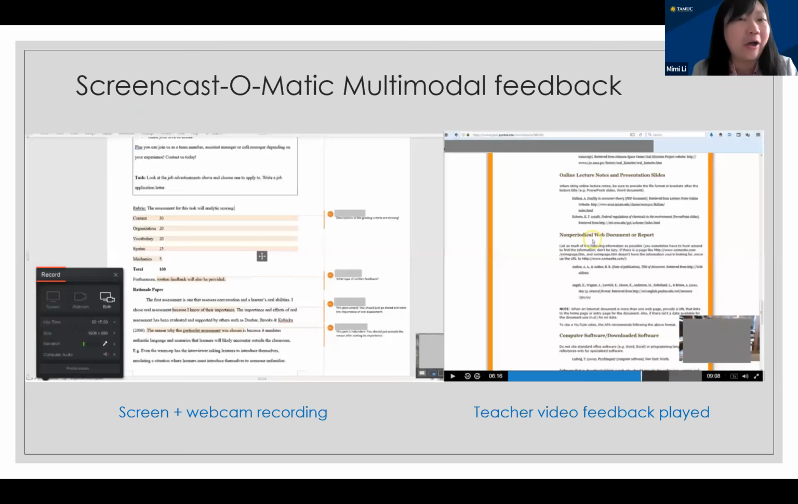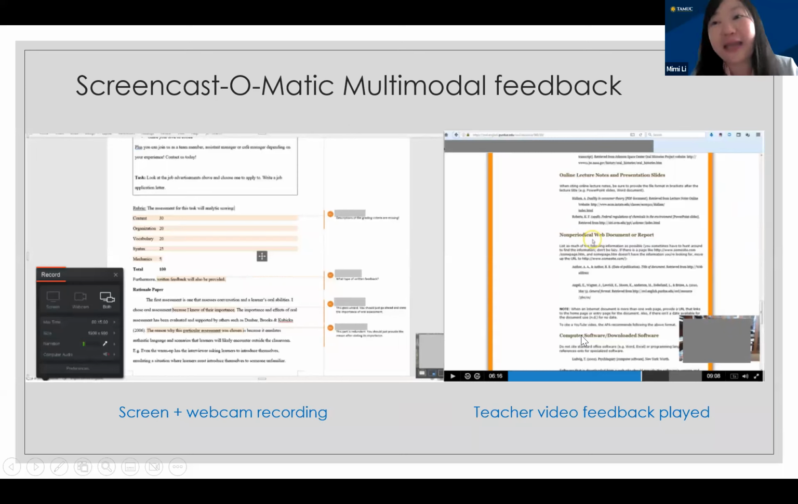So here you can see what Screencast-O-Matic looks like. It's very neat. When you do the recording, you can have the webcam and also the screen, right? So you show the screen, you show what specific comments you have already put on their document, and you actually record your face here as well.